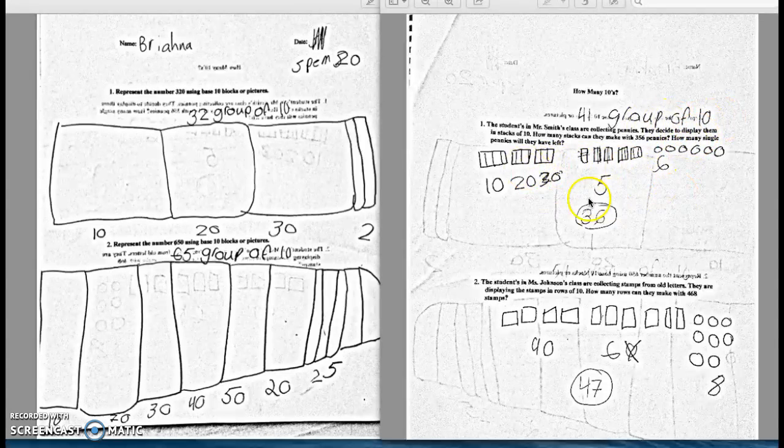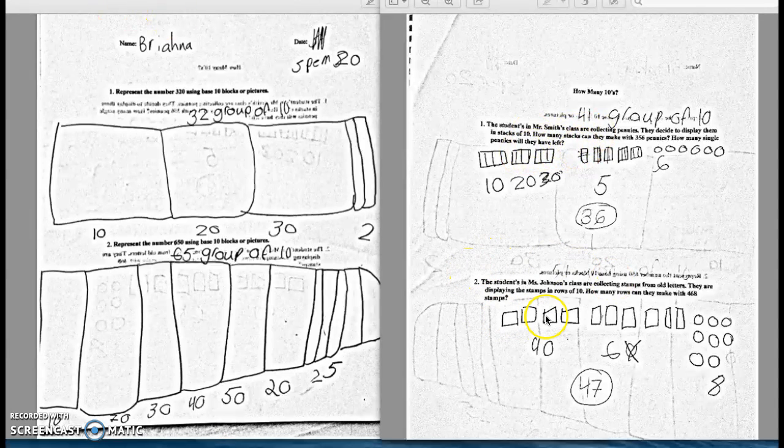So then she realized that she had 35 groups here, and she thought that this group of 6 ones would just count as another group, so she made 36 groups of 10 instead of 35 groups of 10, which should be the right answer, and 6 single pennies would be left over.